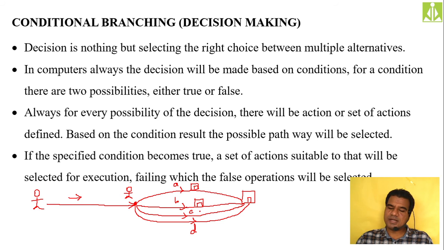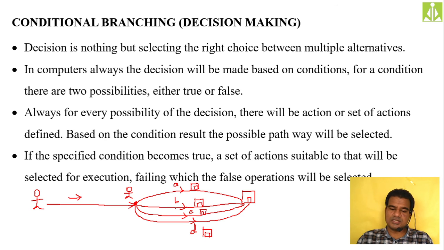Let us assume on path C you have a fruit market and you want to buy some fruits. Definitely you will select path C. On D you have a vegetable market, and if you want to buy vegetables, you have to move on path D. So whenever you reach this point, based on your requirement, you select one of the possible paths and skip the other paths. If you want to meet a friend, you go on path A and skip B, C, D. If you want to buy vegetables, you go on path D and skip A, B, C.